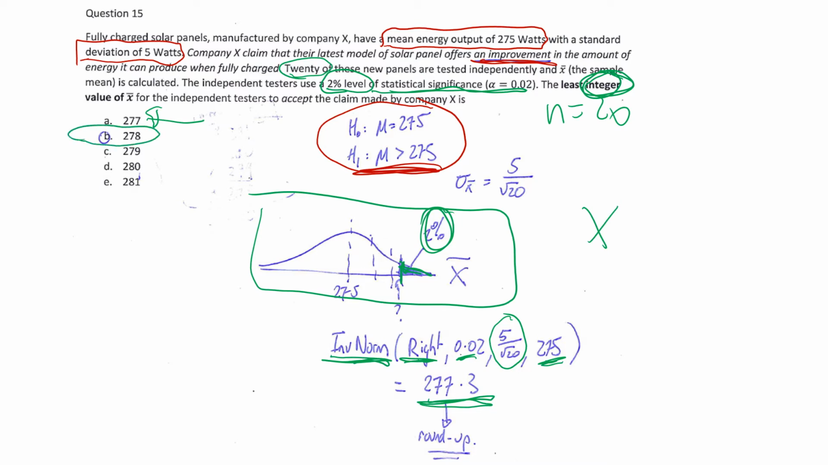So X bar, for them to accept the claim, to accept the alternative hypothesis, had to be greater than 277.3. But the least integer value for which that occurs is 278, not 277. So that's how you have to go through that one.